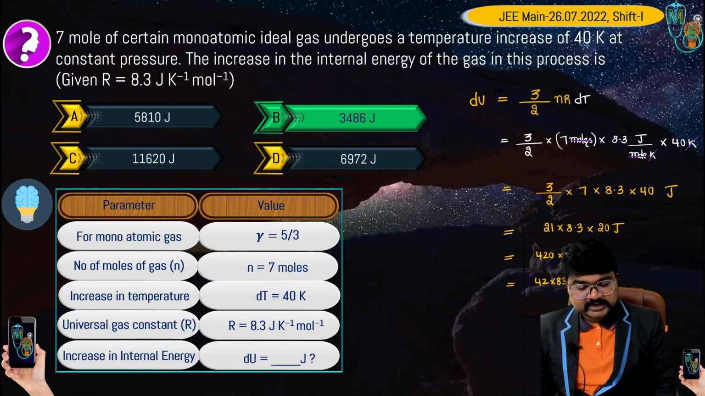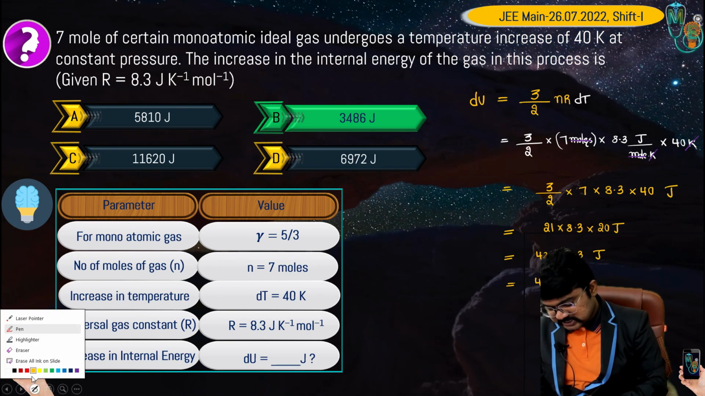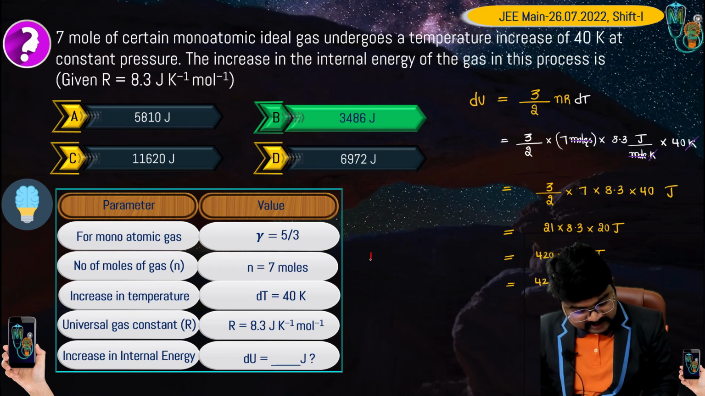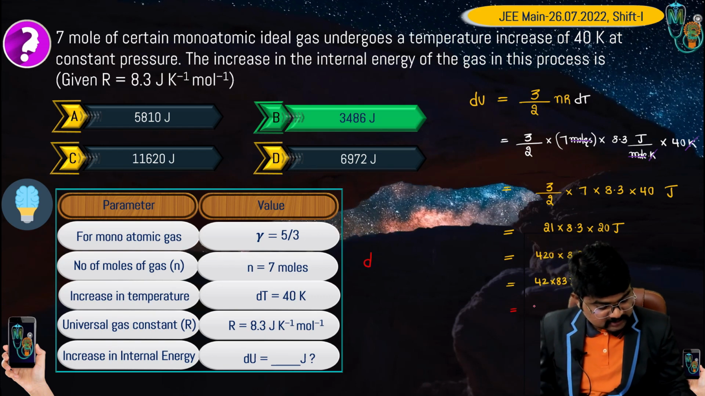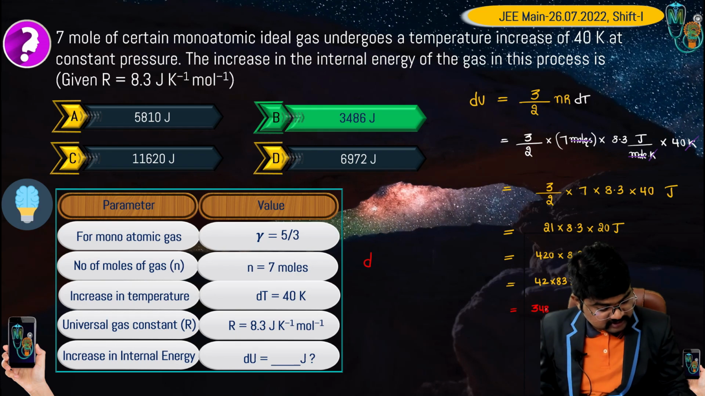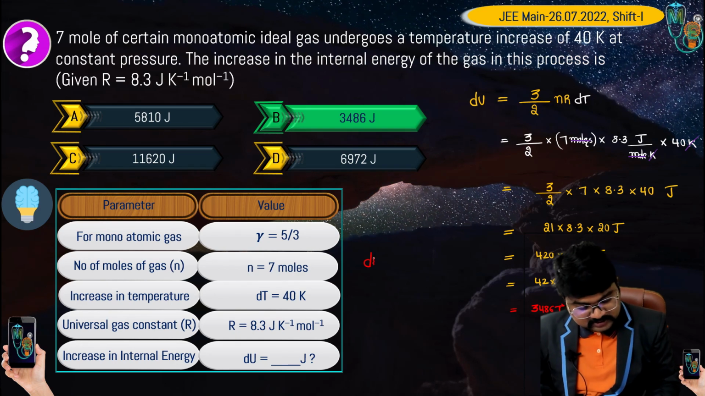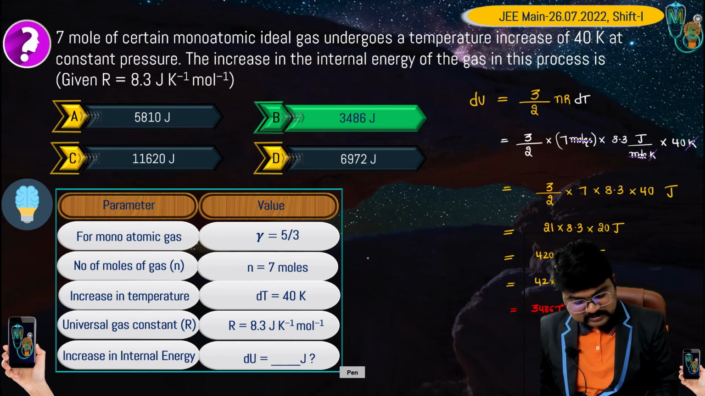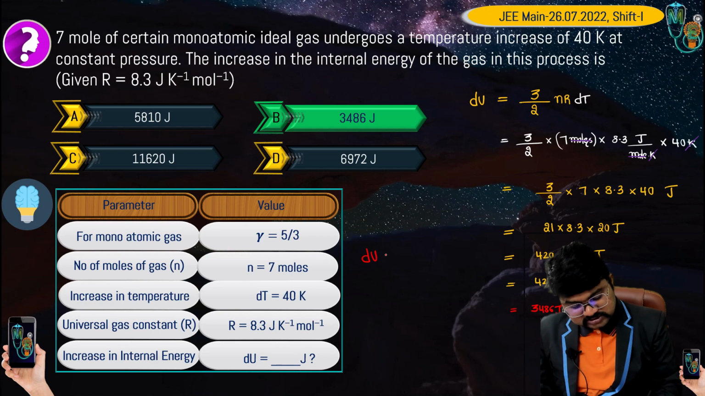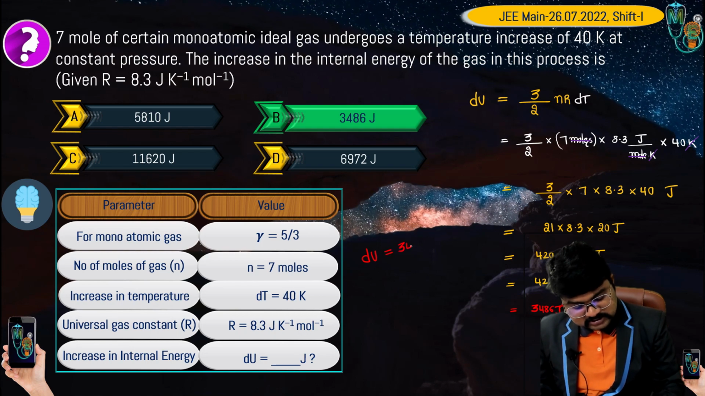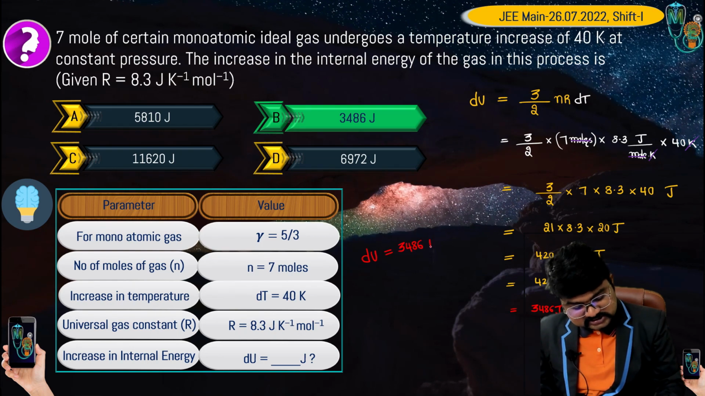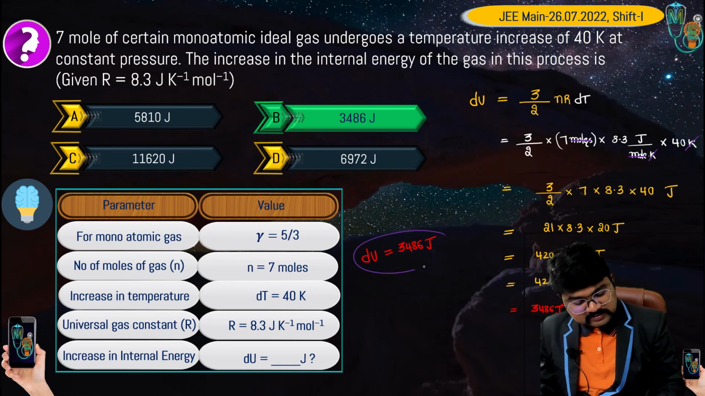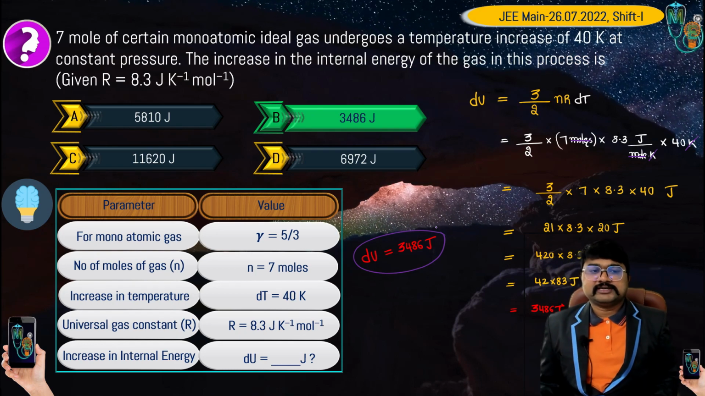So then how much are you getting? 3486. What is the increase in internal energy? What is dU? Finally, what is dU? 3486 joule. dU equal to, final answer to this question, 3486 joule. Calculate and tell me the answer. 3486. So it is very simple.